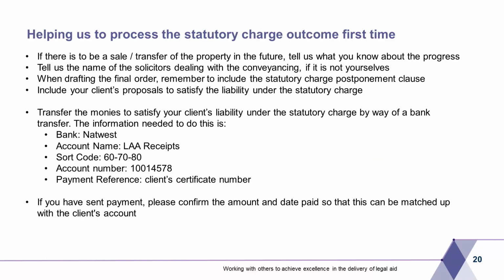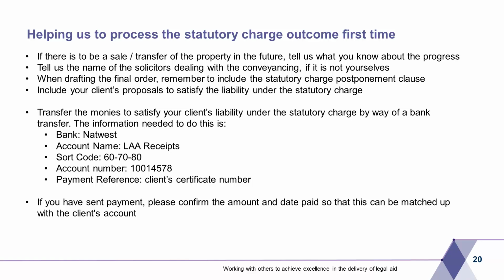Slide 20 sets out some tips that will help us to process the outcome first time, and will help you to get it resolved more quickly. So if there's to be a sale or transfer of the property in the future, tell us what you know about the progress of that sale or transfer, and tell us the name of the solicitors dealing with the conveyancing if it's not yourselves. When drafting the final order, remember to include the statutory charge postponement clause, because that can save an awful lot of time in the future.